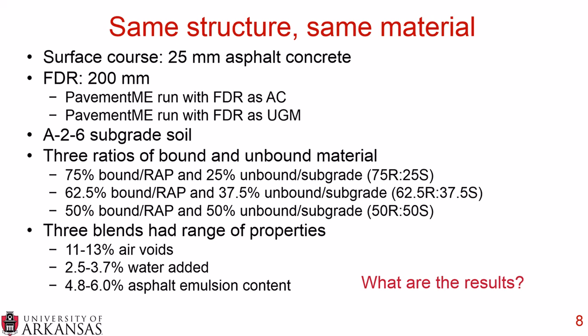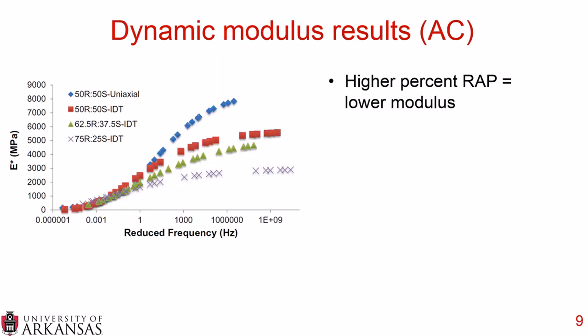So what were some of the results that she found? Well, she ran all of the tests for asphalt concrete and for unbound granular materials, and then she put them into PavementME. So let's take a look at one of the tests that goes into the bound materials, the asphalt concrete. And that's the dynamic modulus. And so you can see here, she had the three different types of FDR material, the 50/50, the 62% RAP, and the 75% RAP. And you can see that higher percentages of RAP equaled a lower modulus.